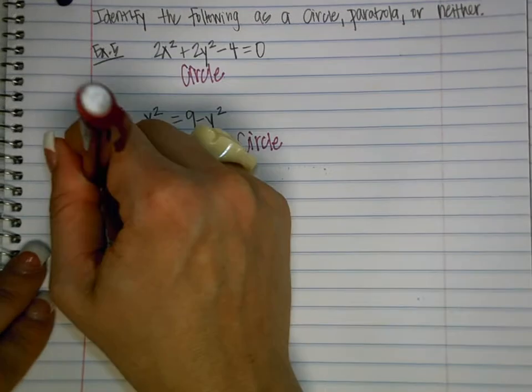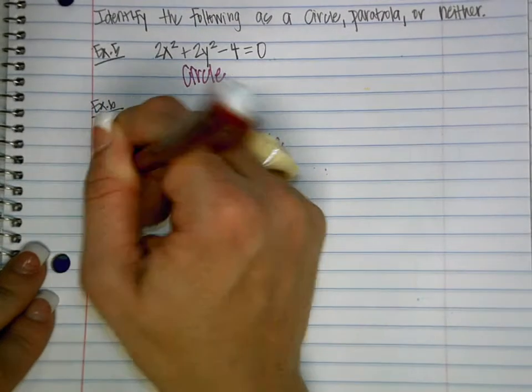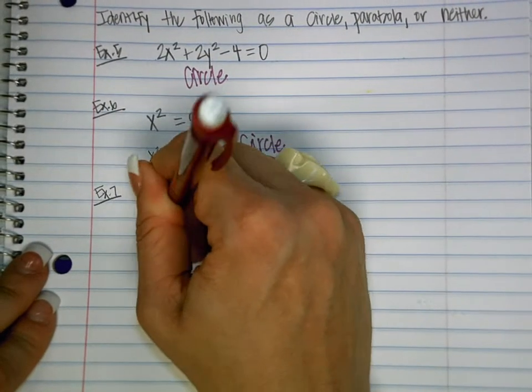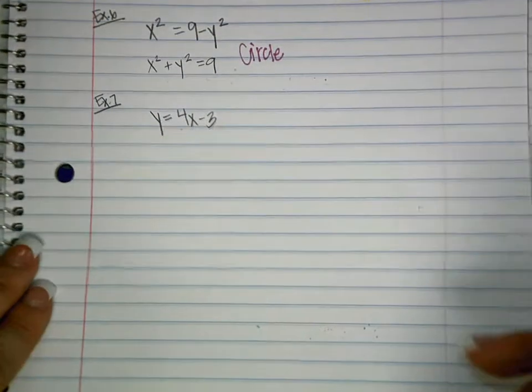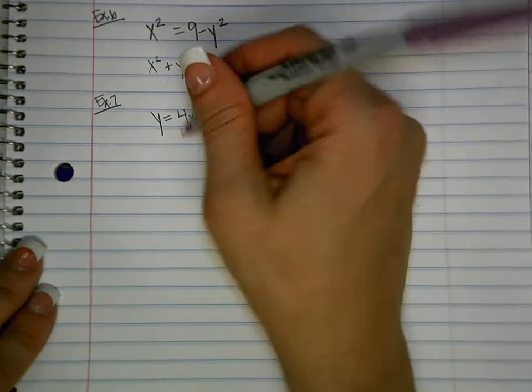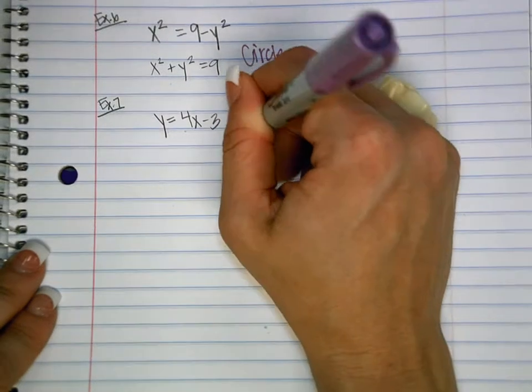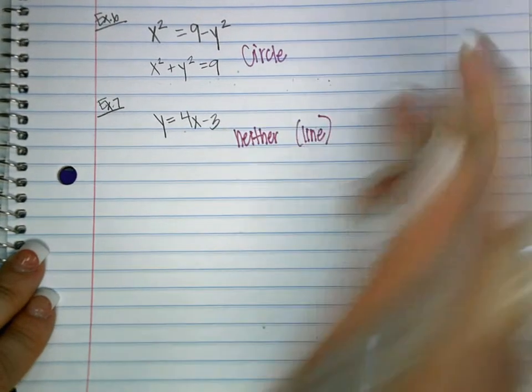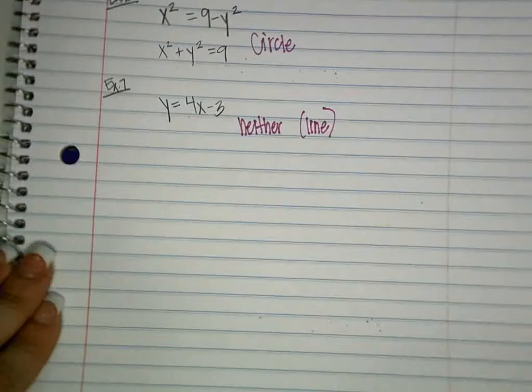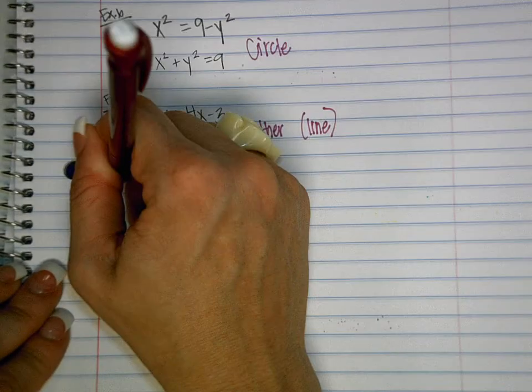Okay, two more. Number 7. y equals 4x minus 3. Circle, parabola, or neither? Neither. This is actually a line. Line's not an option, but this is neither.